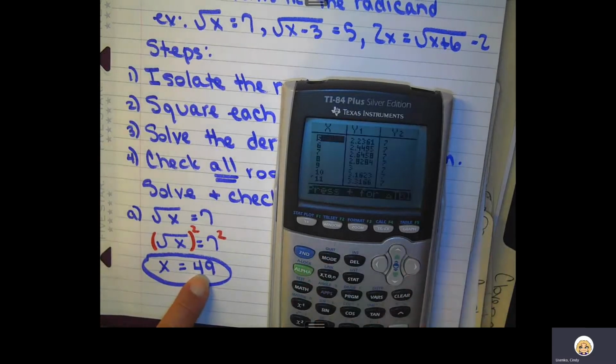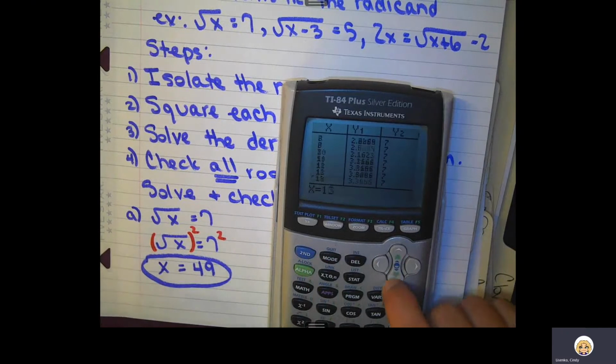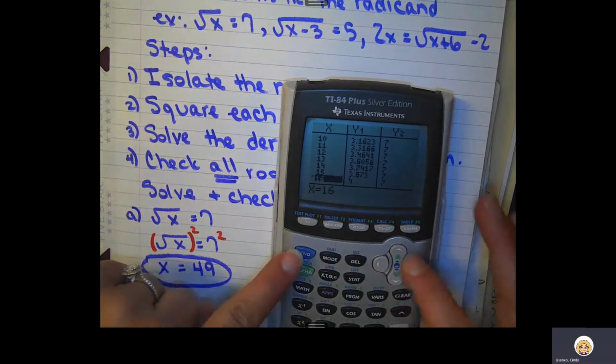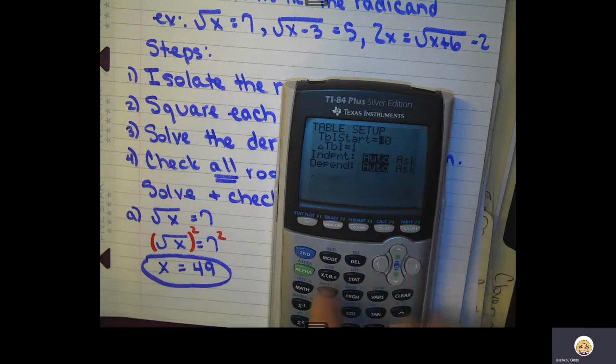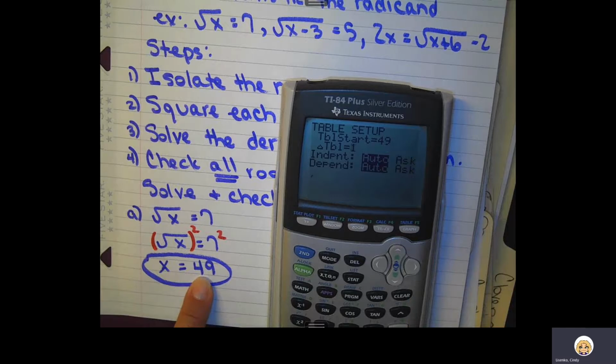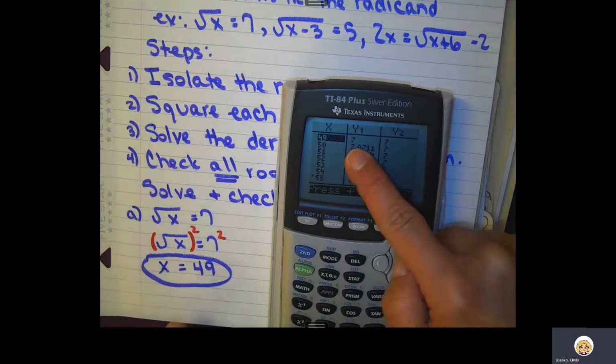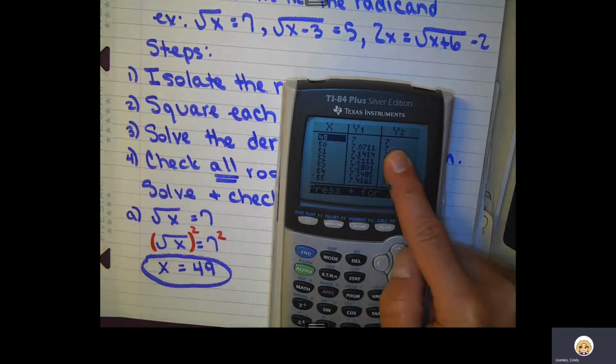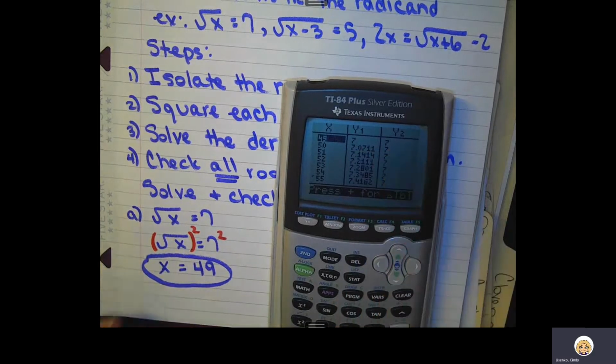So if I go to my table, I can go all the way down, or I can just go to second in window, because that's my table. And I want my table to start at my answer, 49. I'll go to my table again, and if I go to 49, notice they have matching y's, so I did it correctly. This will work if our answer is an integer.